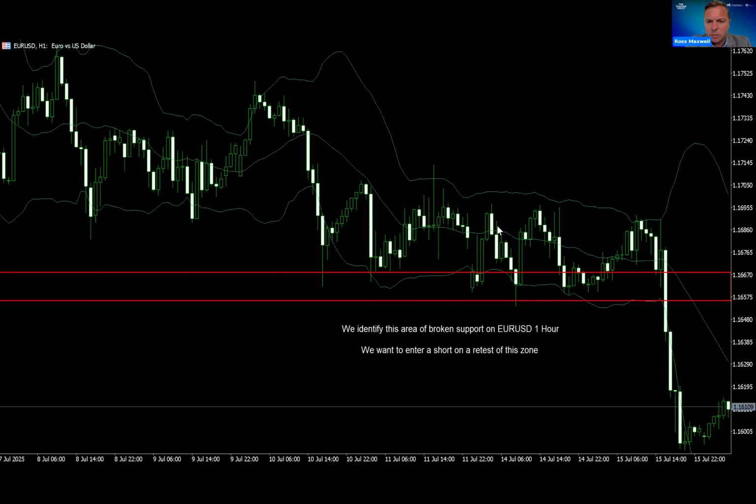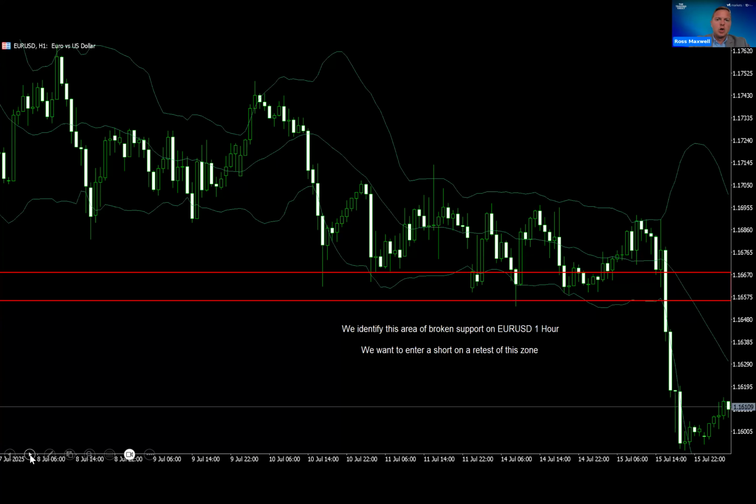I didn't even look at this one when I did this example, but you can see the other stuff playing out on the charts all the time. But for this, we've seen price breakdown on the euro dollar 1 hour chart. We can see price starting to be corrective, so we want to look for a short, a sell on the retest of this zone, because we've got broken support, impulsive move, corrective pullback. We therefore want to look for this as resistance.